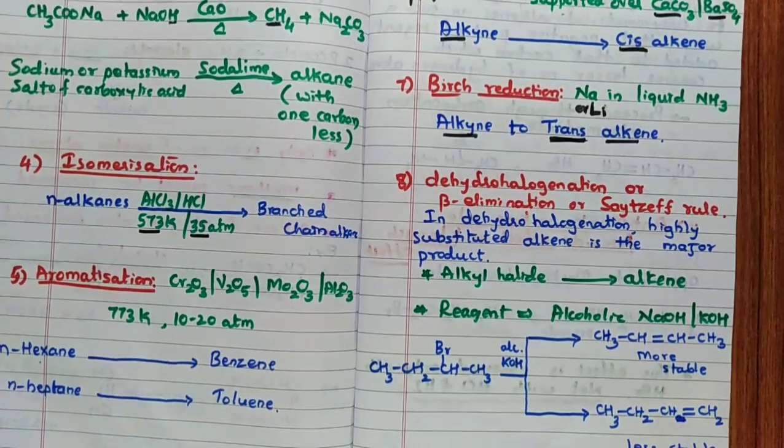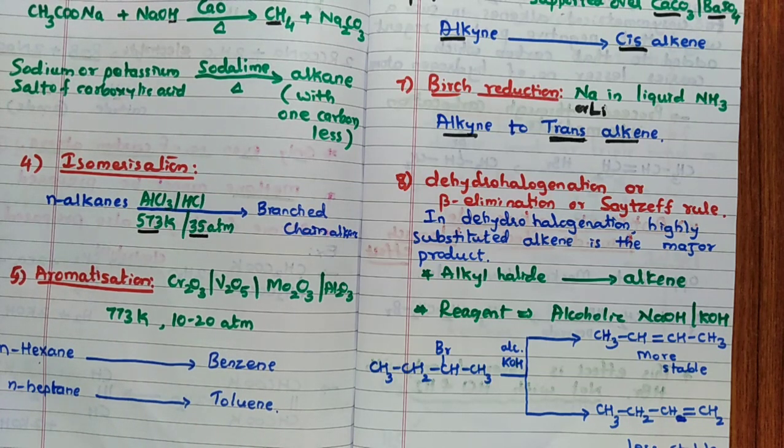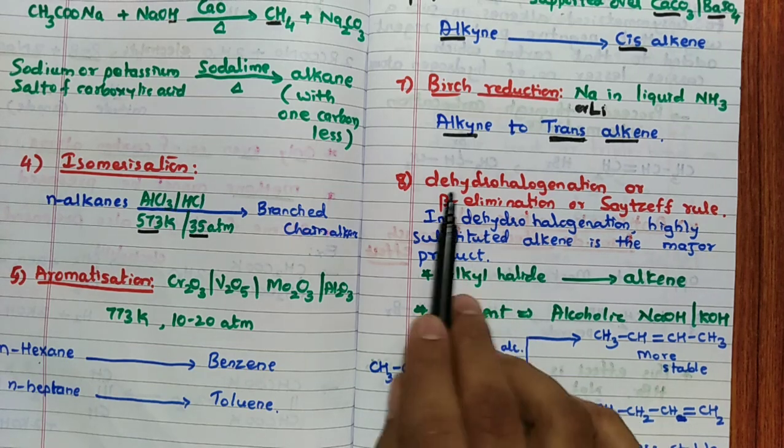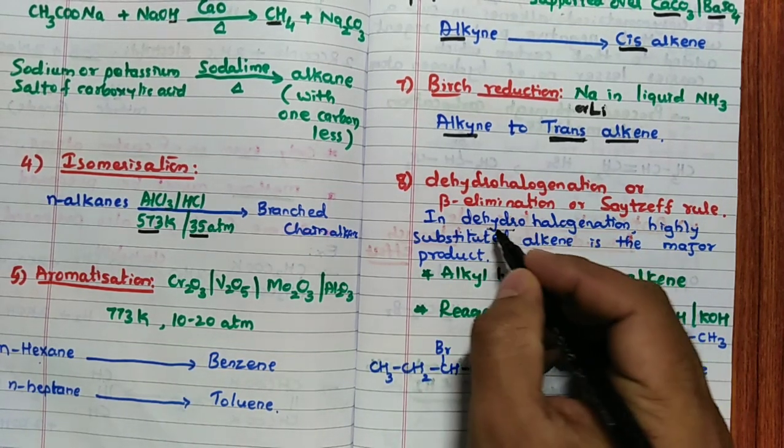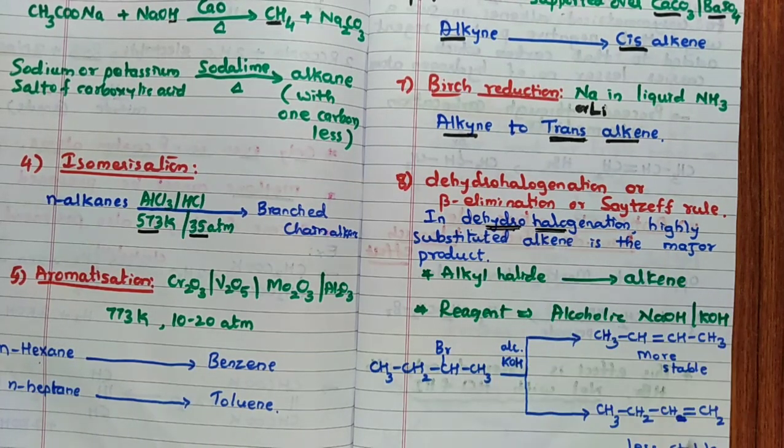Then the dehydrohalogenation reaction or beta elimination, or you can call it Saytzeff's rule. This will come under haloalkanes also, so I will not discuss it once again. Dehydrohalogenation means what? D means remove. Hydrogen and halogen you are going to remove.